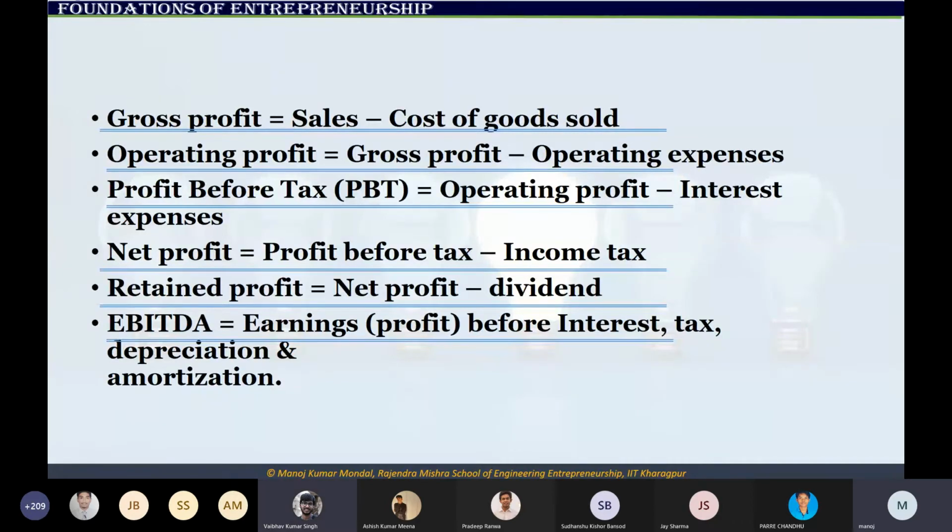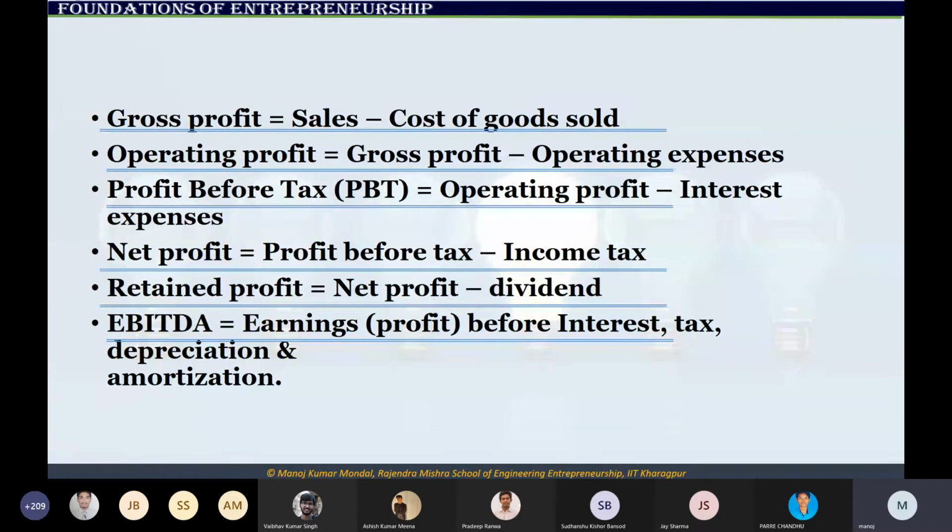Now you have to pay tax. Present tax rate is about 22%. Suppose it is 20%. So out of this 2 rupees, you pay tax to the government of 40 paisa, that is 20% of 2 rupees. So you are left with 1 rupee 60 paisa. That is your net profit, 1 rupee 60 paisa.